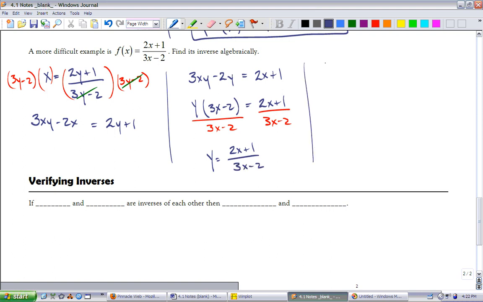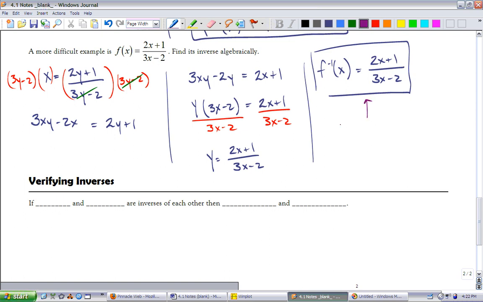Now, hopefully you're noticing something kind of odd here. Well, as we write our final answer, we get this. Okay, which just so happens to be also our original function. Well, that doesn't always happen. Okay, what this is telling us is our original function is already symmetrical with the line y equals x.